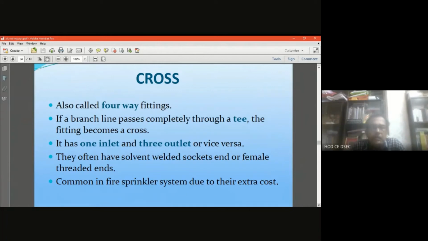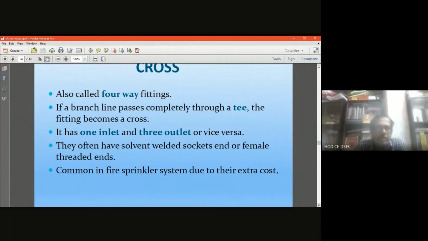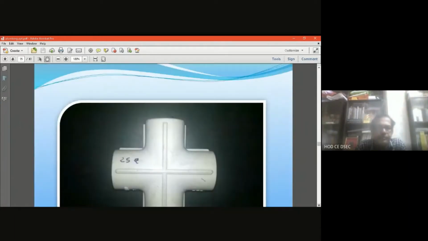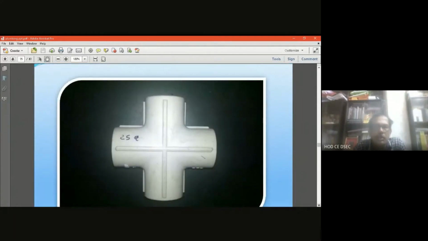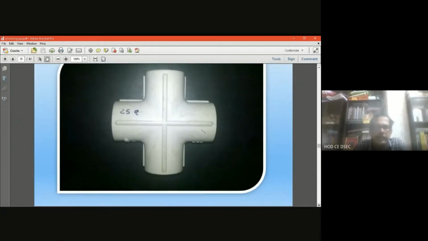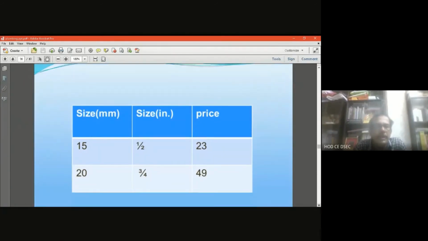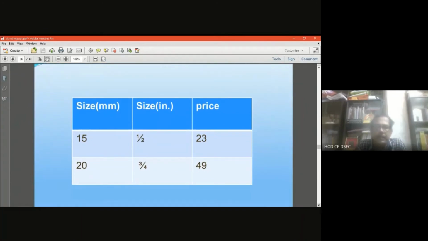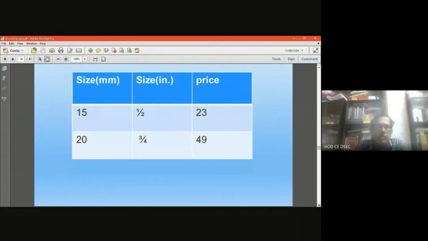They often have solvent weld sockets or female threaded ends, and are common in fire sprinkler systems despite their extra cost. So this is the cross, one inlet, three outlets. What are the available sizes? 15 and 20 millimeter, so half inch and three-quarter inch.